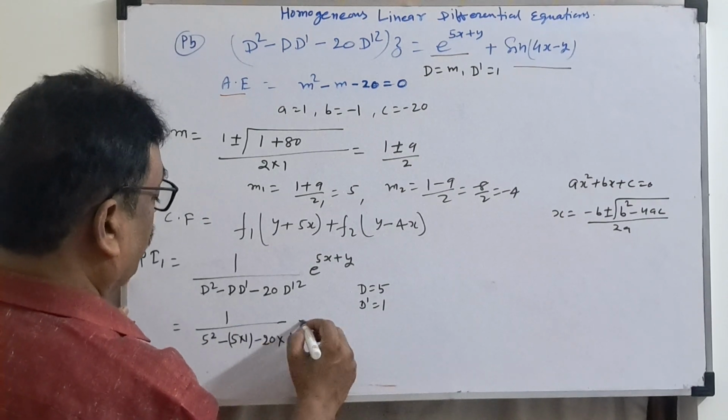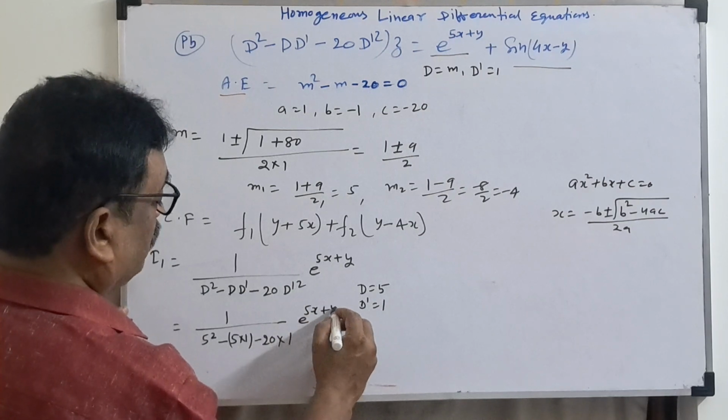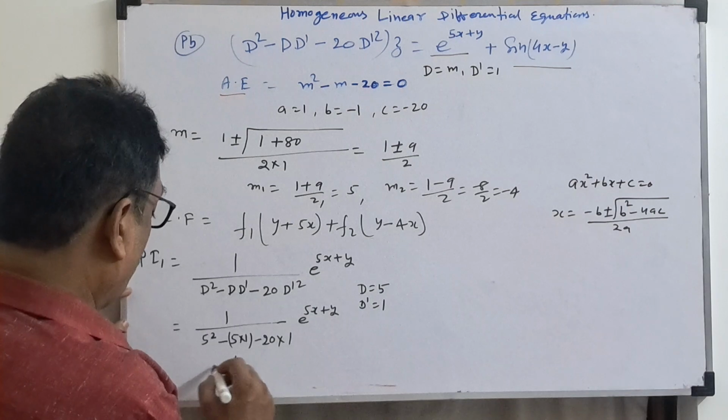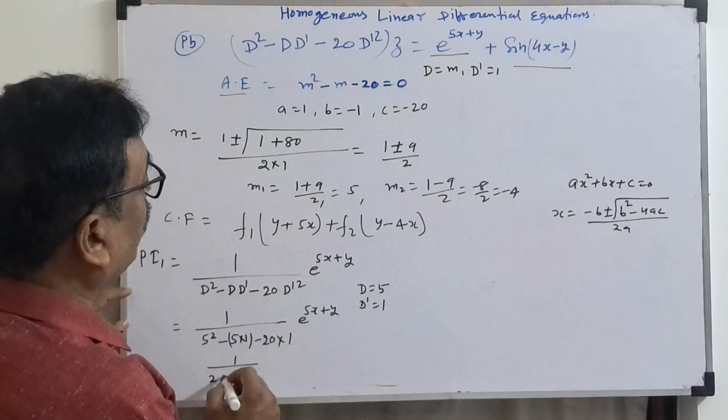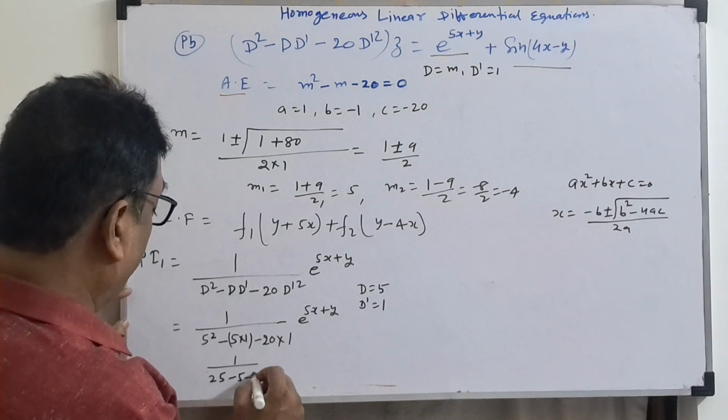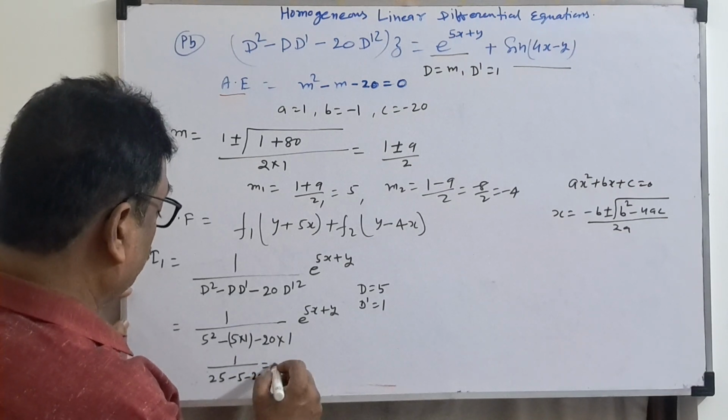The same thing will come: e to the power 5x plus y, we'll write. Now you will see here, how much is coming here? 1 by 25 minus 5 minus 20. So it is getting 0.